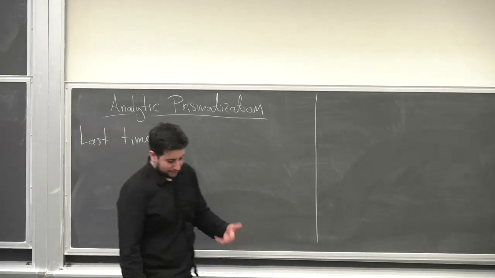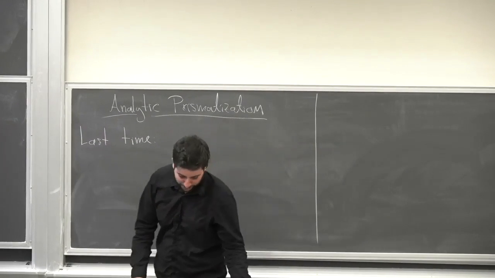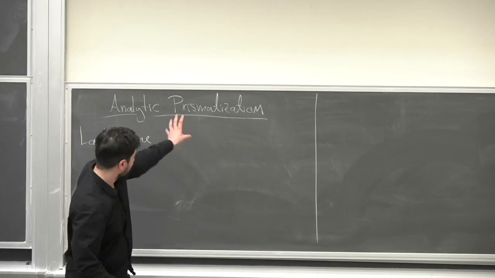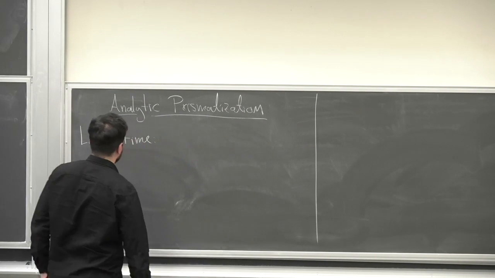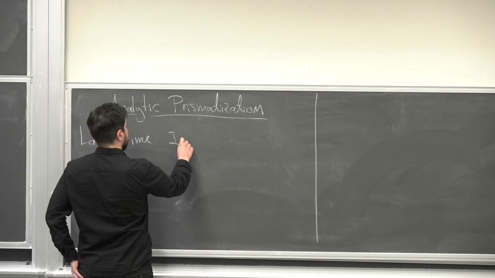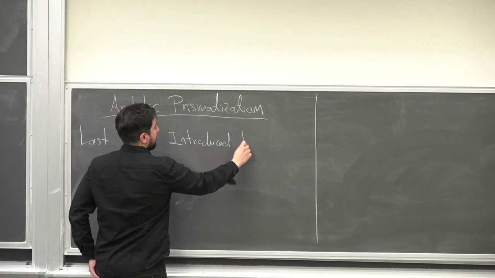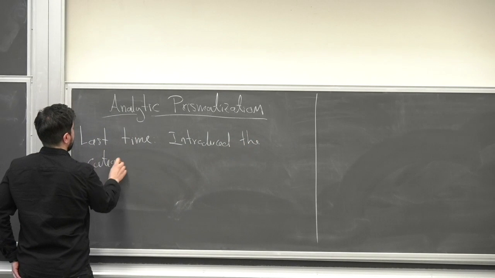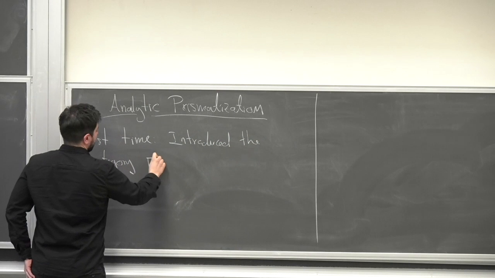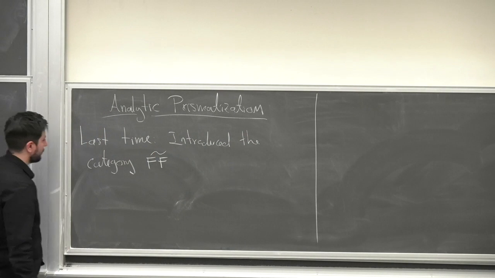So we're about to define this analytic prismatization. We're trying to study some properties of it. The last thing we did was introduce this category of perfectoid curves.